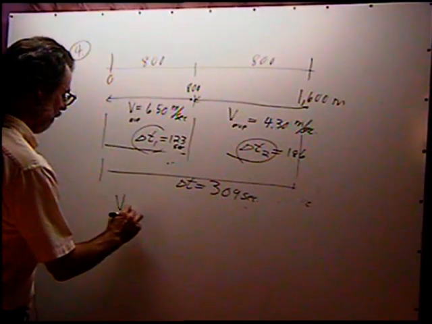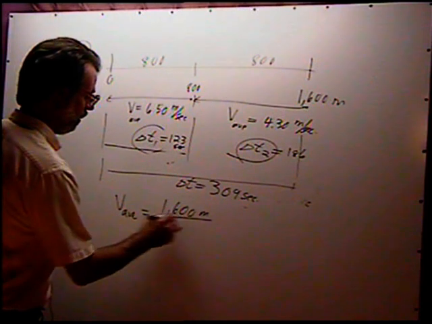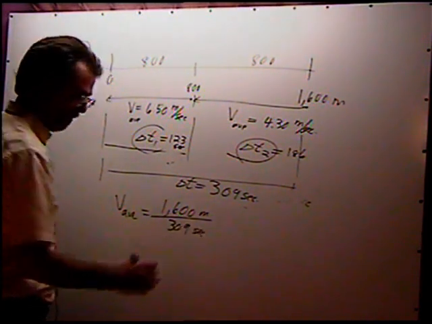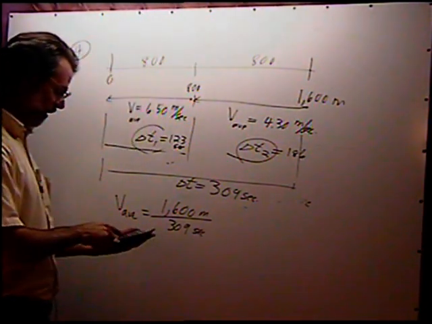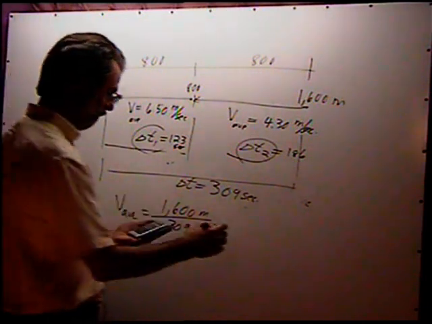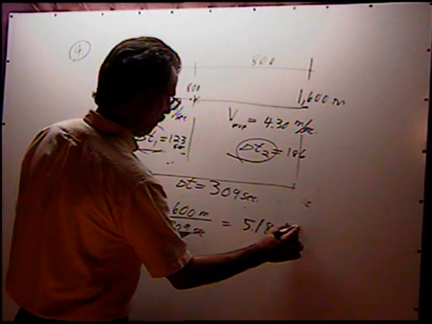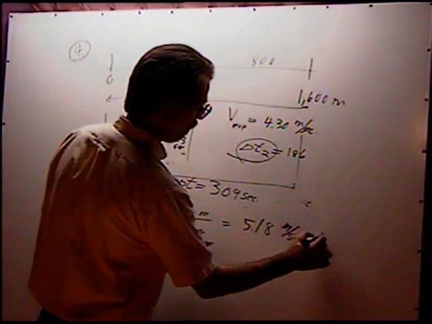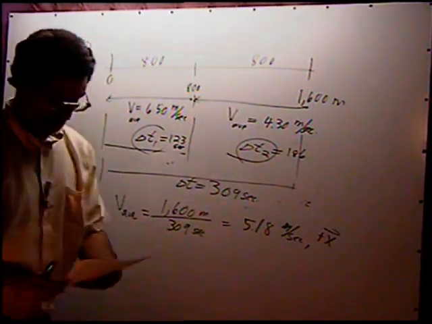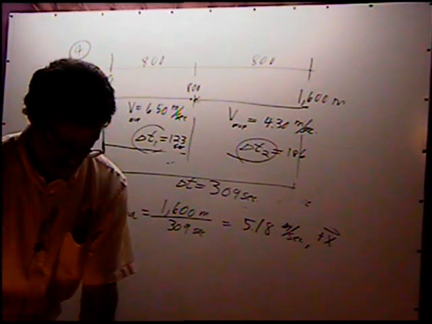Once we have the total time, now we can find truly the correct average velocity. The average velocity is 1,600 meters divided by 309 seconds, which is 5.18 meters per second, and he's traveling in the plus x direction. That would be how you would do problem number 4.